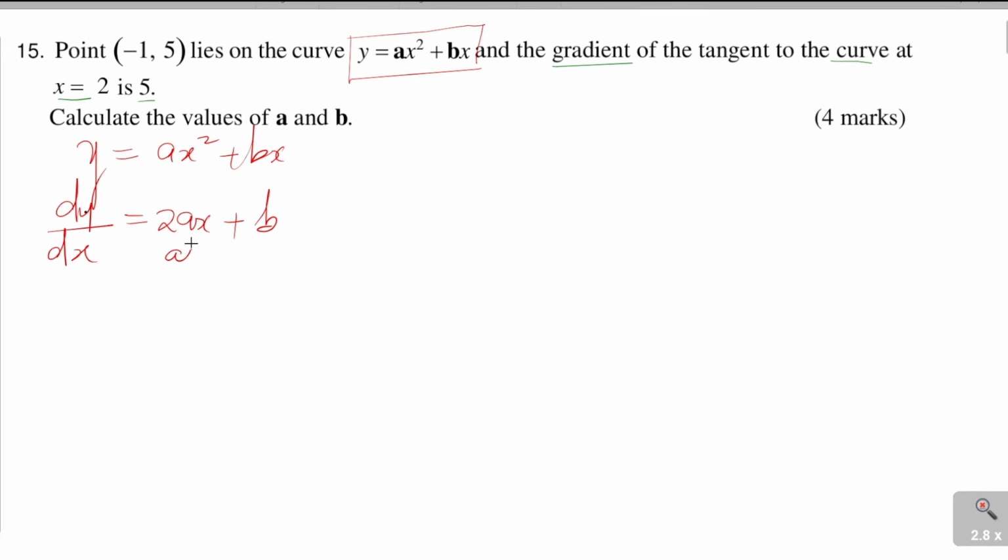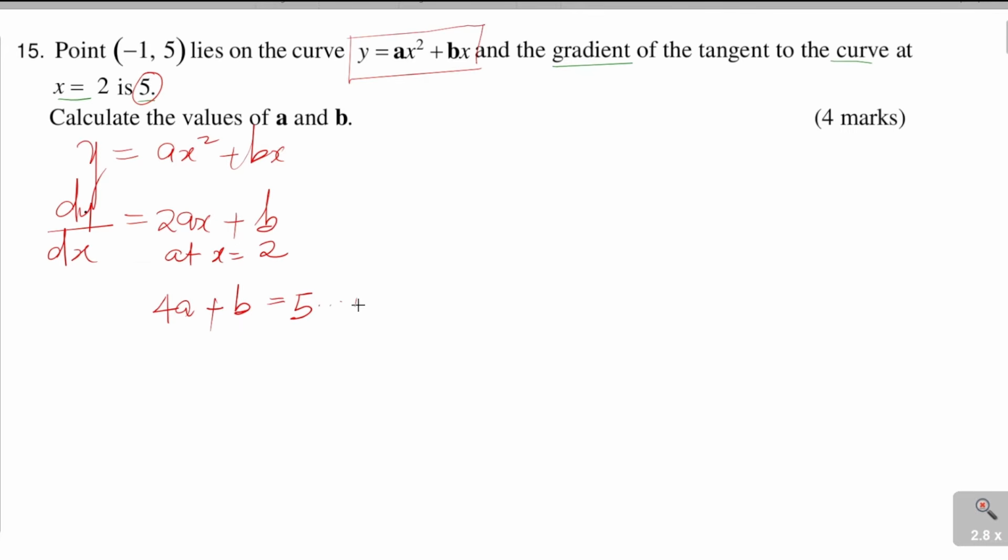This is the gradient function. And now at x = 2, you're given that the gradient is 5. So we need to substitute x = 2 in this gradient function. We shall have 2 times a times x, and x is 2. So that will give us 4ax plus b. Not 4ax, sorry. We shall have 4a. You are substituting 2 in that function. So this will be 4a + b. And the gradient is given as 5, so that should be equal to 5. So that is the first equation that we get.